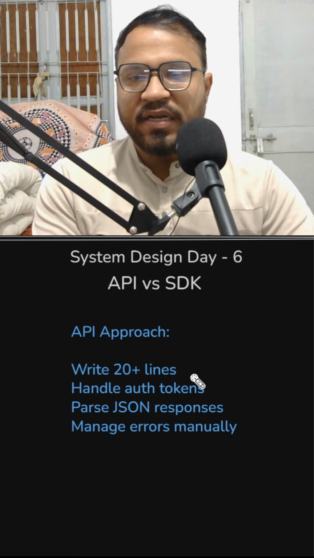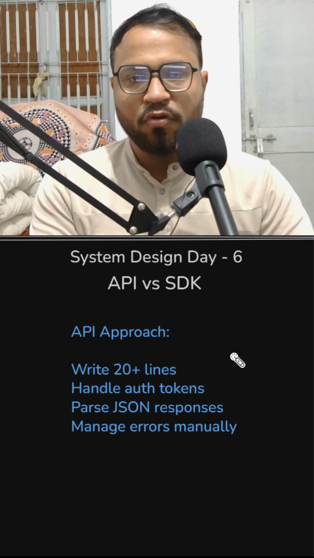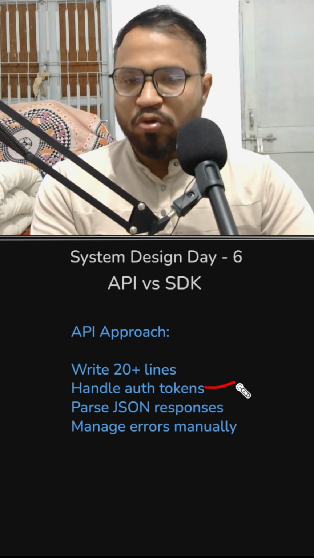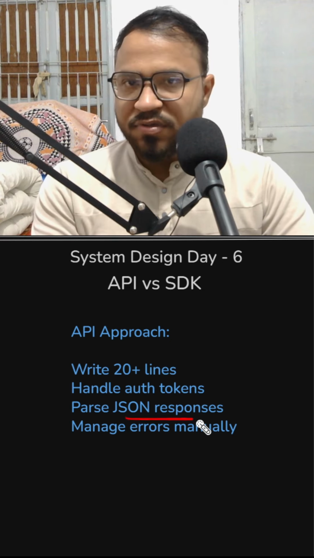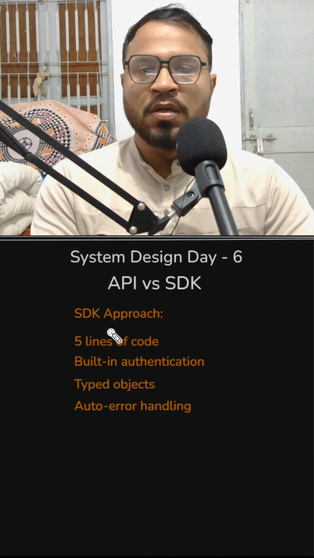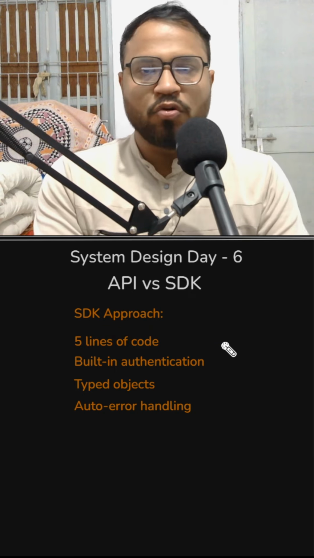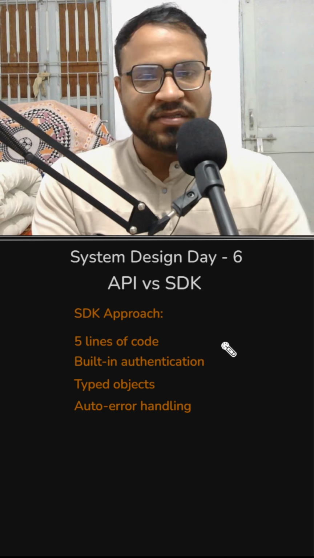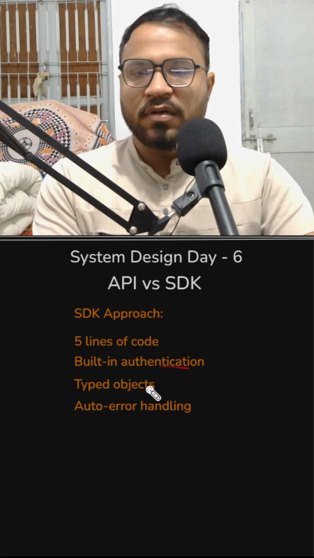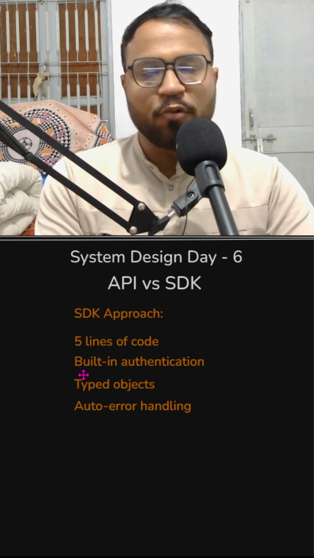The API approach is basically writing 20 plus lines of code, maybe in some cases 100 lines of code, handling auth tokens, parsing JSON responses, and managing errors manually. So that is the API approach. The SDK approach is basically 5 lines of code, which is also built-in code. You just copy and paste, with built-in authentication, typed objects and automatic error handling. So that is the SDK approach.